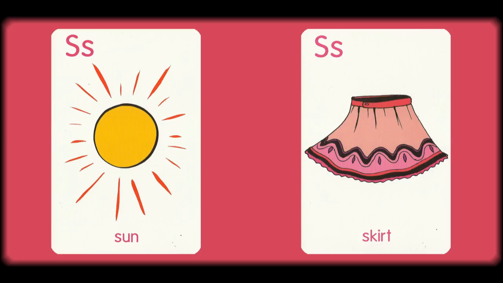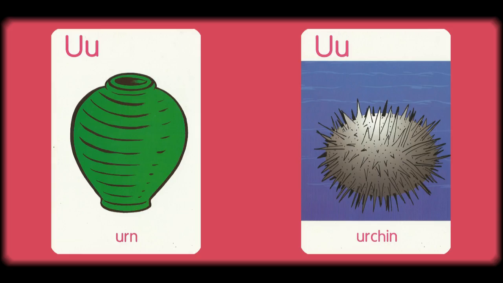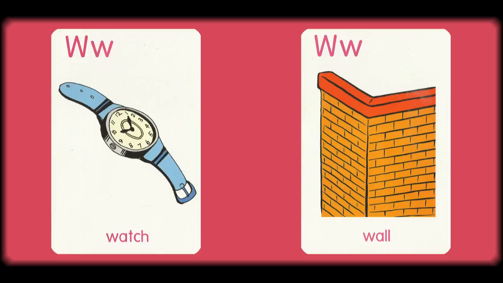S, as in sun and skirt. S, sun. S, skirt. T, as in tap and tub. T, tap. T, tub. U, as in urn and urchin. U, urn. U, urchin. V, as in vase and van. V, vase. V, van. W has almost the same sound as V, but always remember W has a lower pitch.